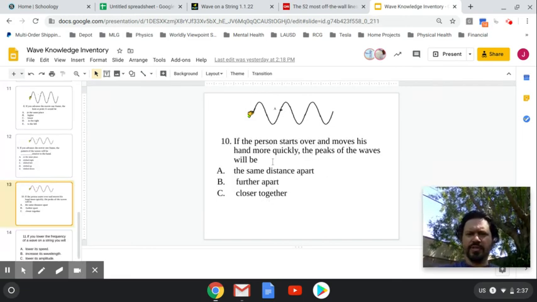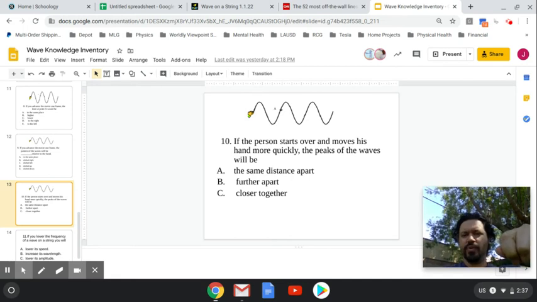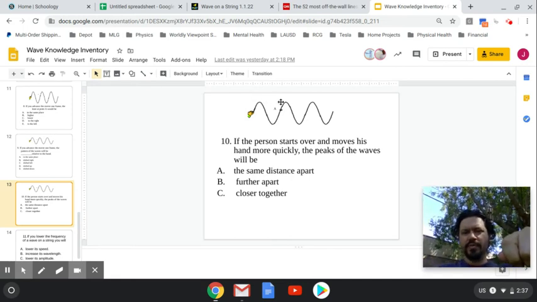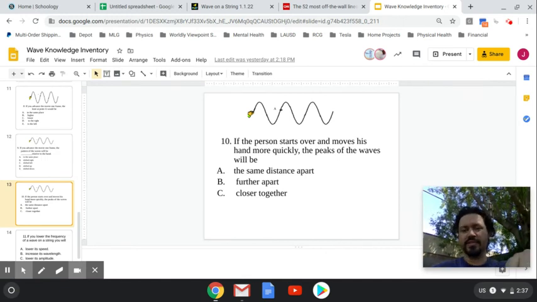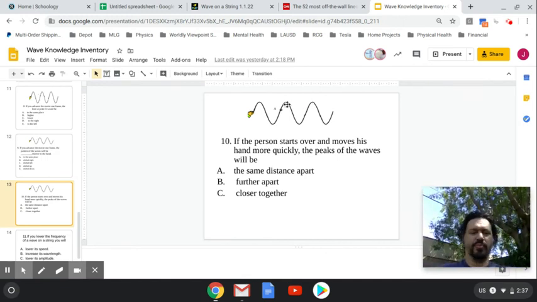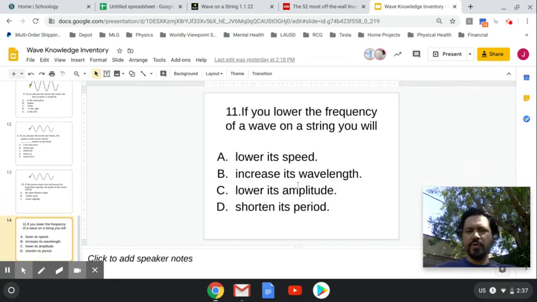And if the person starts over and moves their hand faster, will the peaks be the same distance apart, further, or closer? They'll be closer because there'll be less time in between when you do this, right? If you're going slow, then that gives the waves more time to move away from each other before you start the next one. But if you're going really fast, there's less time, and so they get more compressed. If you lowered the frequency, you will increase the length of each wave.